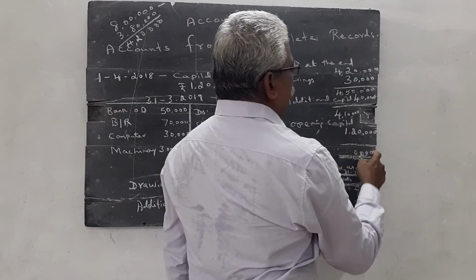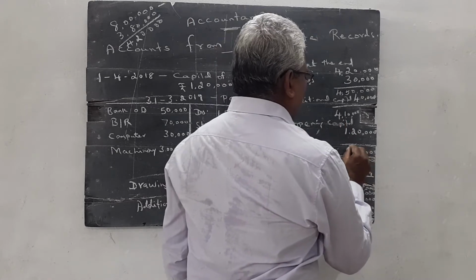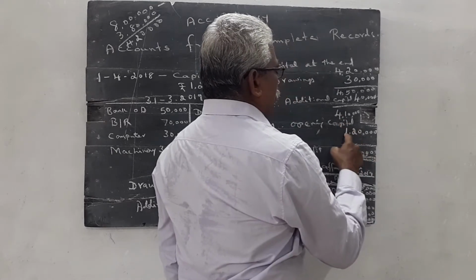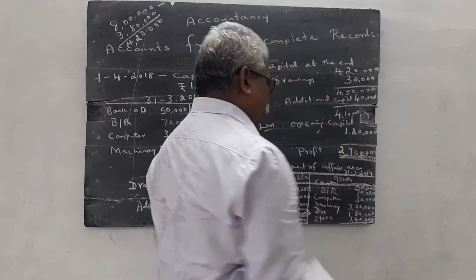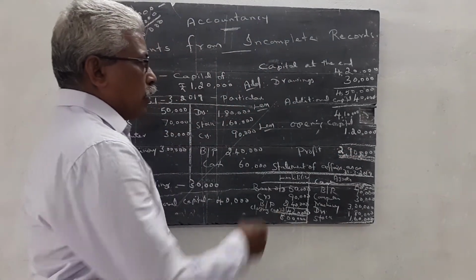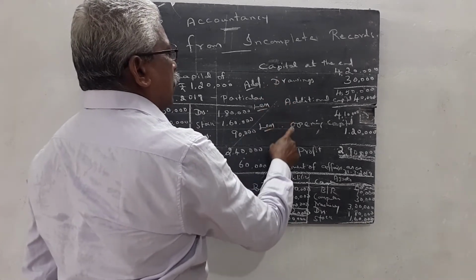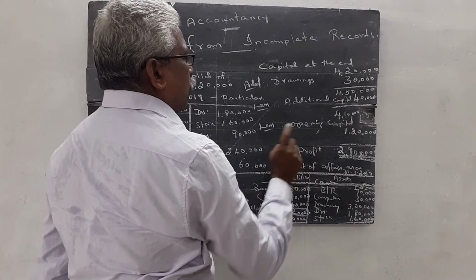4,10,000 minus 1,20,000. 0, 0, 0, 0. 11 minus 2 is equal to 9. 3 minus 1 is equal to 2. So the profit is 2,90,000. Capital at the end, add drawings, less additional capital, less opening capital, we can get profit.